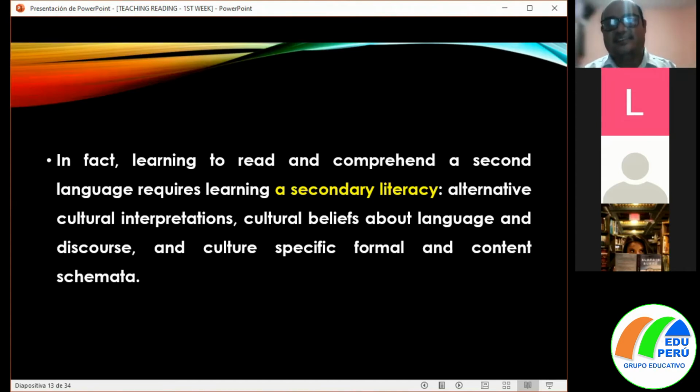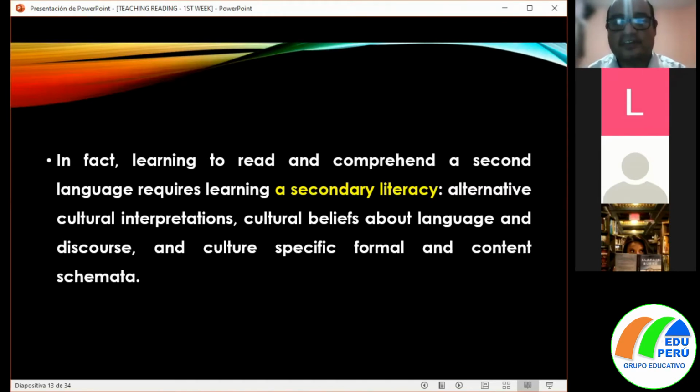Remember, content schemata is the knowledge that you have about the subject. The formal schemata is the background knowledge, your prior knowledge, cultural values or beliefs that you have related to your life. The world. Remember that we have two knowledge, no? The world knowledge and the language knowledge. The world knowledge is the formal schemata.